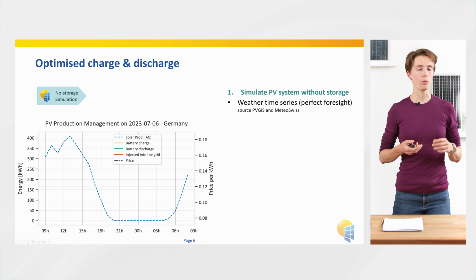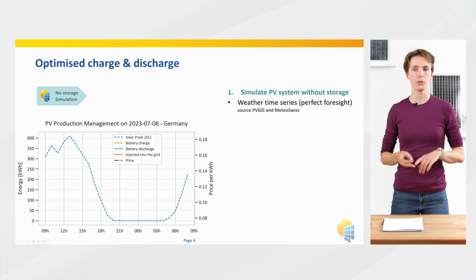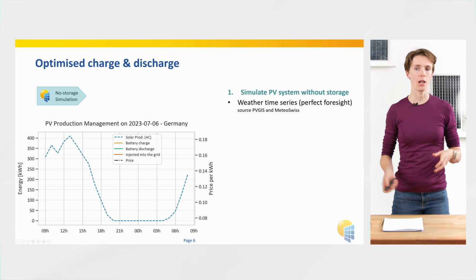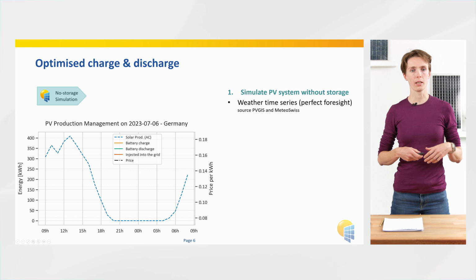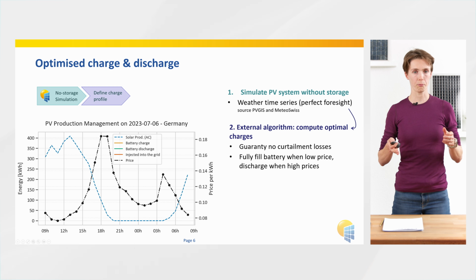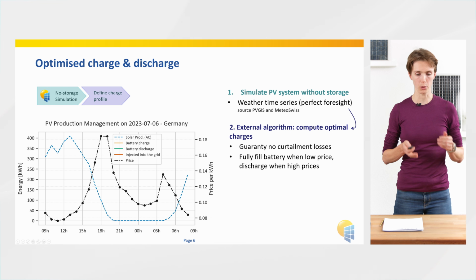And my algorithm will do 2 things. It will guarantee that there is no curtailment losses, and then it will try to fully charge the battery every day when the price is the lowest, and then discharge it during the highest price of the day. So that's the charge and discharge profiles that I'm getting from this algorithm.